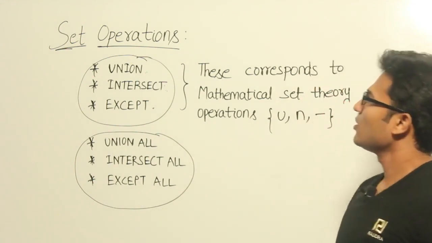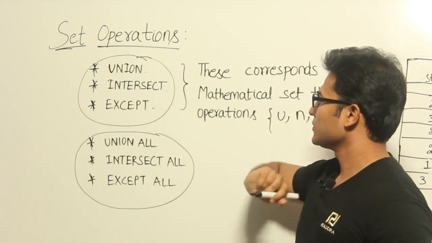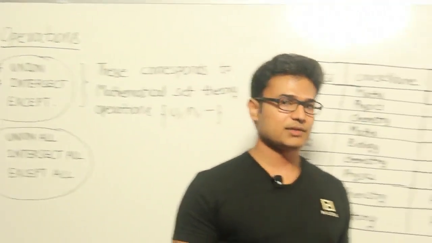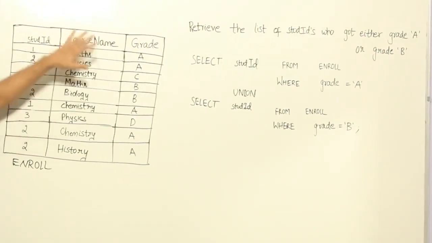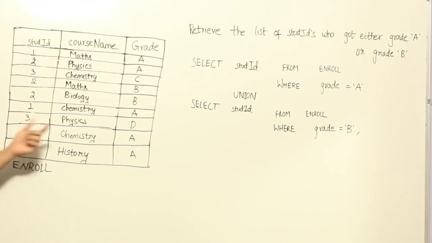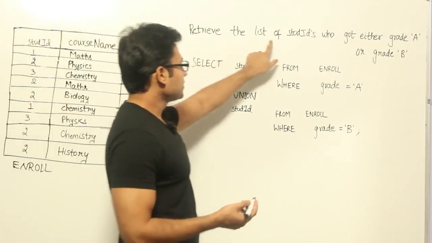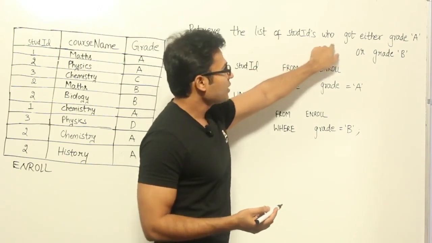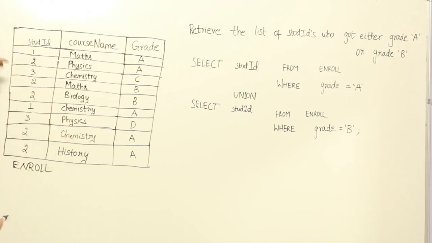So let's see how to use these two commands and what the outputs will be with an example. Let's see this table now. Let us assume that this is the table whose name is enroll, and on this table we are trying to retrieve some information. Let's see this query first. Retrieve the list of student IDs who got either grade A or grade B. So from this table we want to find all the students who got either grade A or grade B. So it is a kind of union, right?